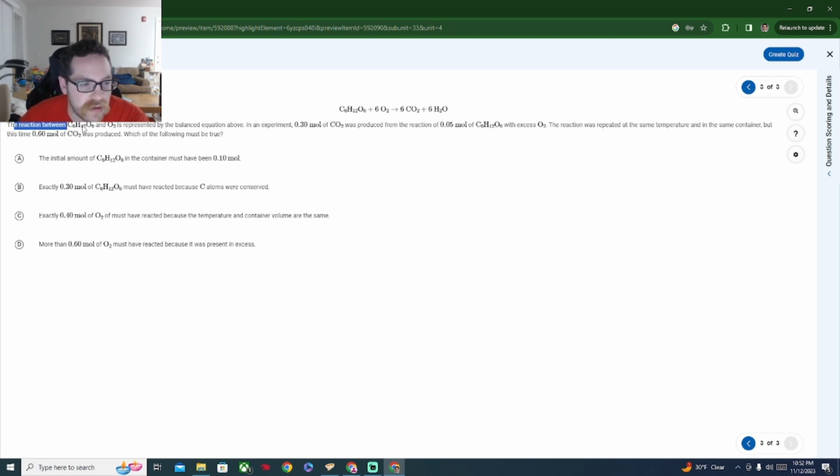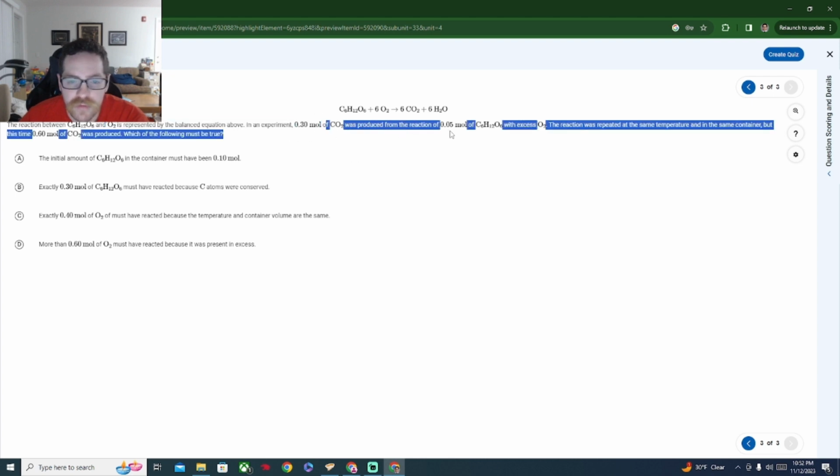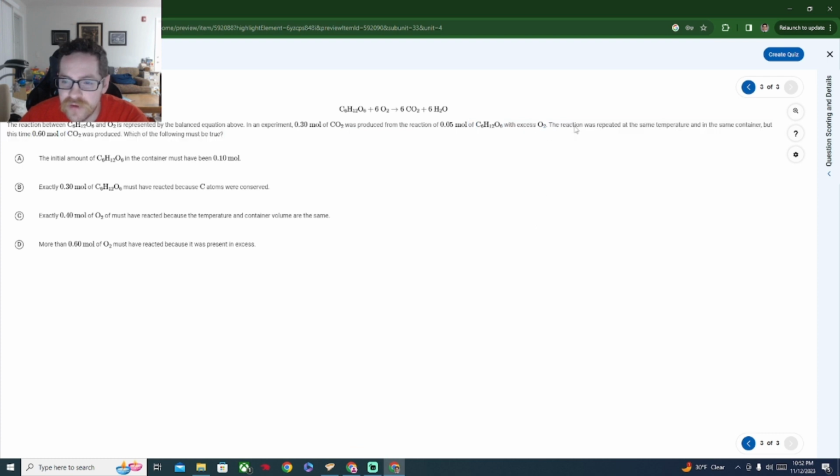Reaction between sugar and oxygen is represented above. 0.3 moles of CO2 was produced with 0.05 moles of that. With excess O2, the reaction was repeated at the same temperature, but this time 0.6 moles of CO2 were made. If you made double the amount, you had to use double the amount. Right, so it must have been 0.1.